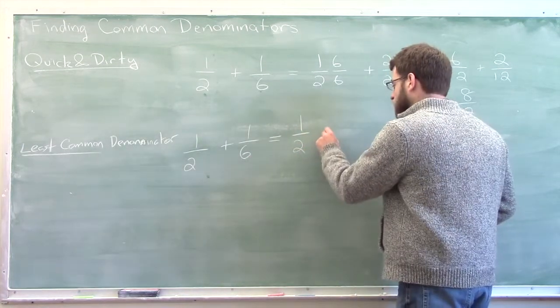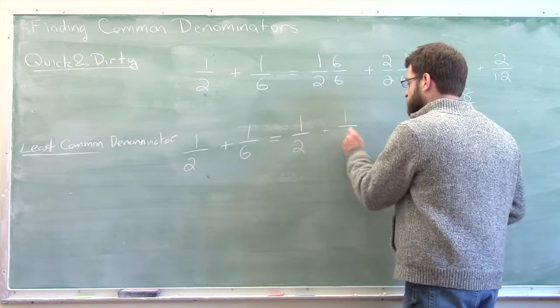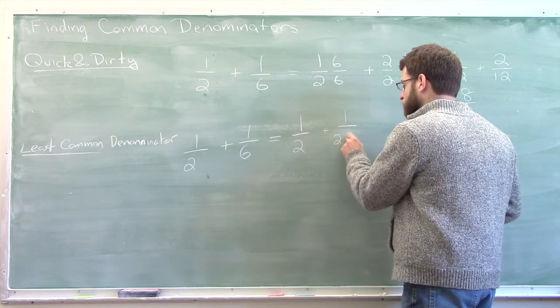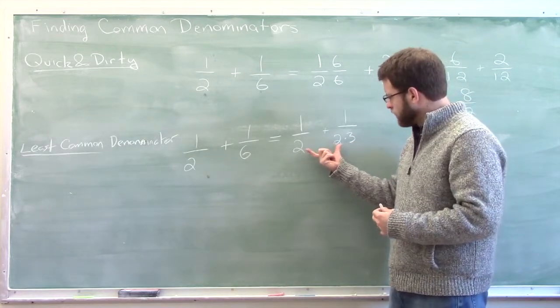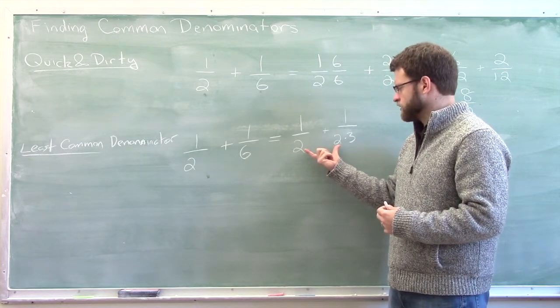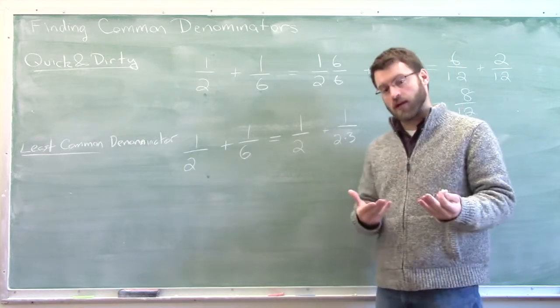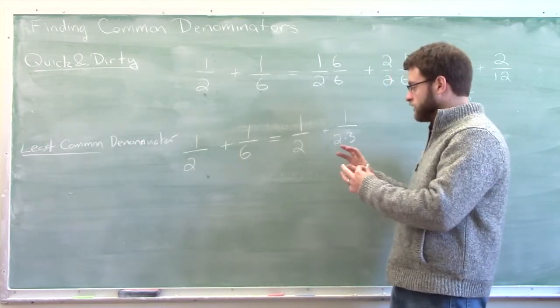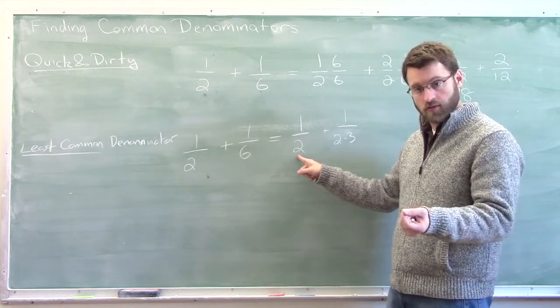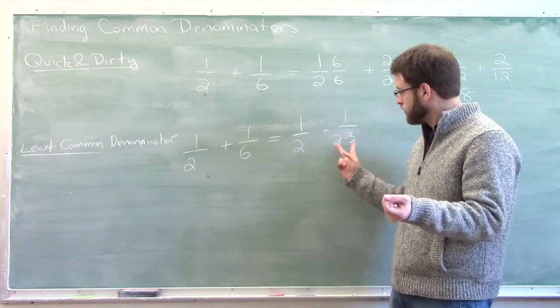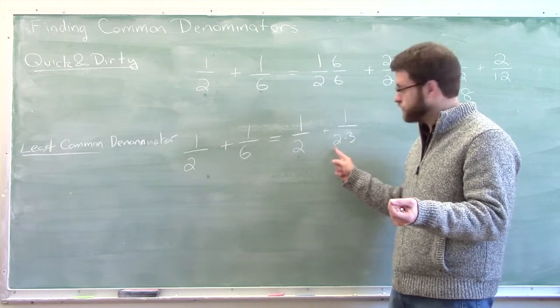6, however, has interesting factors. 6 can be written as 2 times 3. Okay, so we do a little bit more work in looking at the factorizations of the denominators, but now when we get a common denominator, we only introduce the things that are missing. So the first fraction has just a denominator of 2. The second fraction has a denominator of 2 times 3.